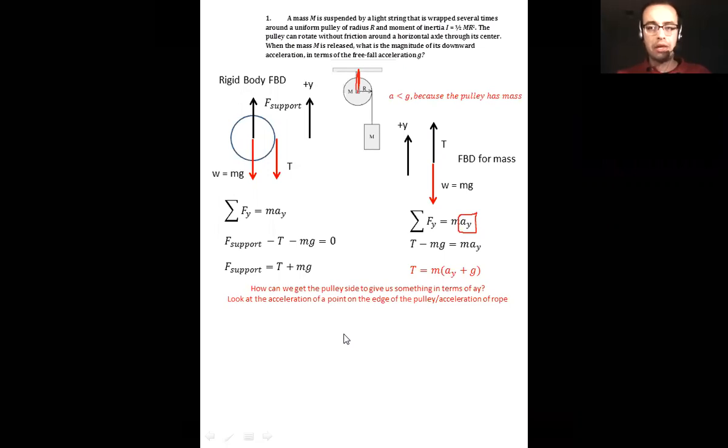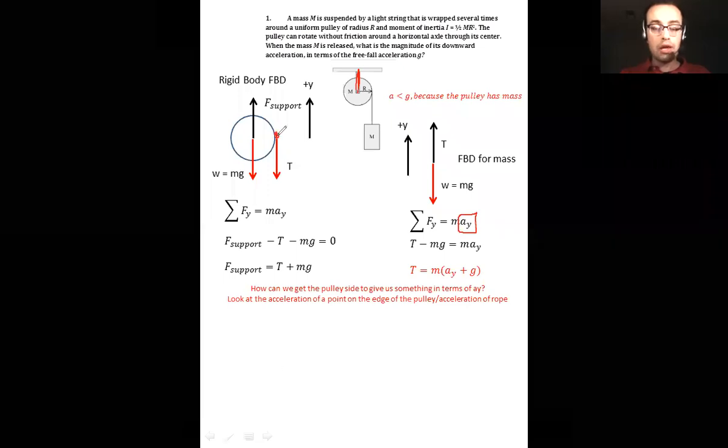So that's nice, but how are we going to get the pulley side to give us something in terms of the acceleration in the y direction, in terms of a sub y? Well, what we're going to be looking at is the acceleration of this particular rope here, which is going to be the same as the acceleration of the block. How does that help us? Well, as that rope is accelerating, we can measure the acceleration of this point right here, which I'm highlighting in red.